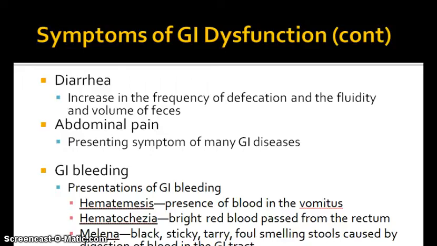GI bleeding is also another concern for GI complications. Right, there's different ways it can present, and basically it depends on where the bleeding is occurring and whether it's mixing with digestive contents or not. If someone throws up and there's blood in the vomitus, that's called hematemesis. Hematochezia is wherever there's bright red blood passing from the rectum. If it's bright red, that tells us it hasn't been through any of the digestive process, so it must be part of the lower GI tract, like the colon. Melena is a black, sticky, tarry stool that's often very foul smelling. This happens whenever blood goes through part of the digestive tract. It turns black and makes it very stinky.